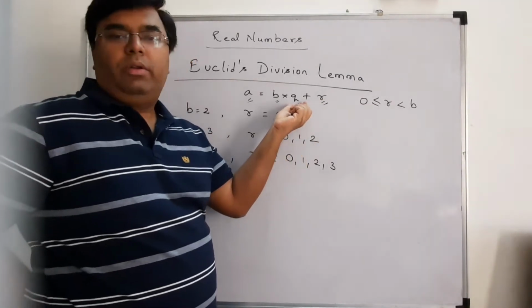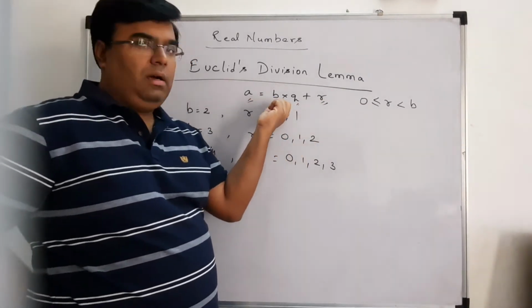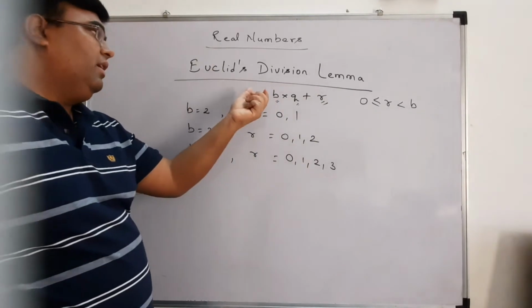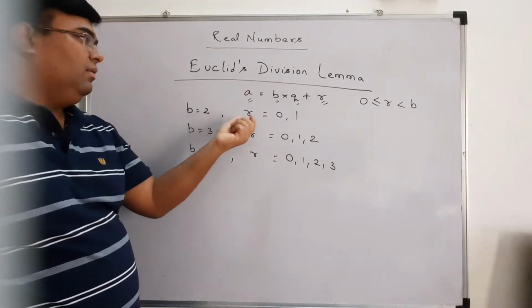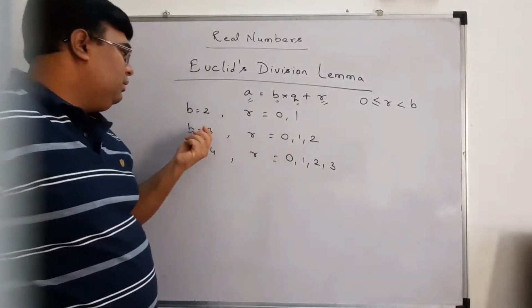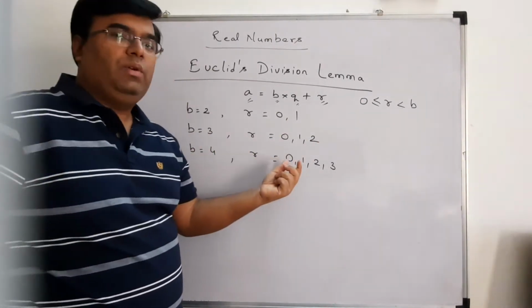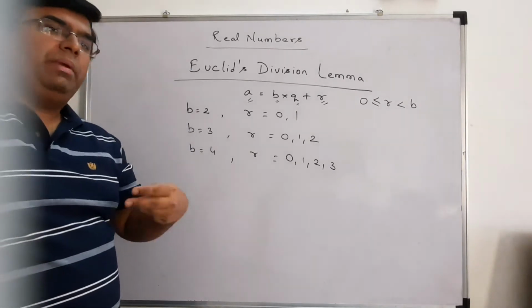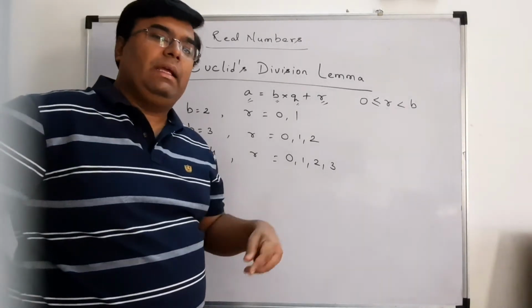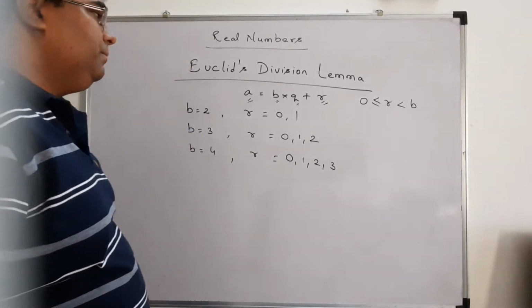We are not bothered about Q. Depending on B, our R changes. If we take B as 2, R is 0, 1. B as 3, R is 0, 1, 2. B as 4, R is 0, 1, 2, 3. Similarly, if you take a bigger number, your R will increase.